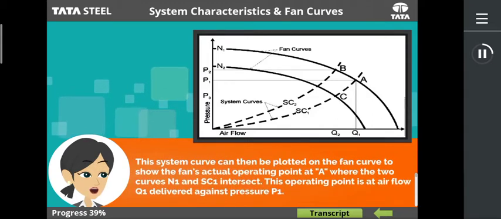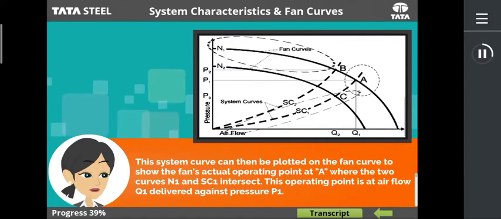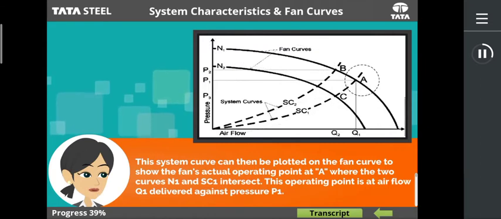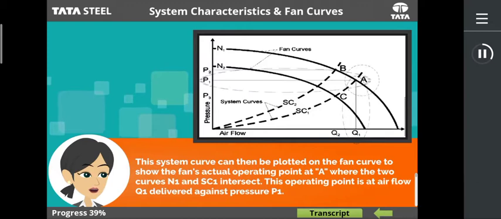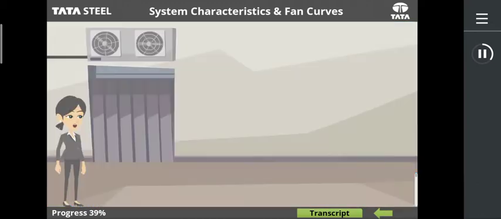This system curve can then be plotted on the fan curve to show the fan's actual operating point at A, where the two curves N1 and SC1 intersect. This operating point is at airflow Q1 delivered against pressure P1.